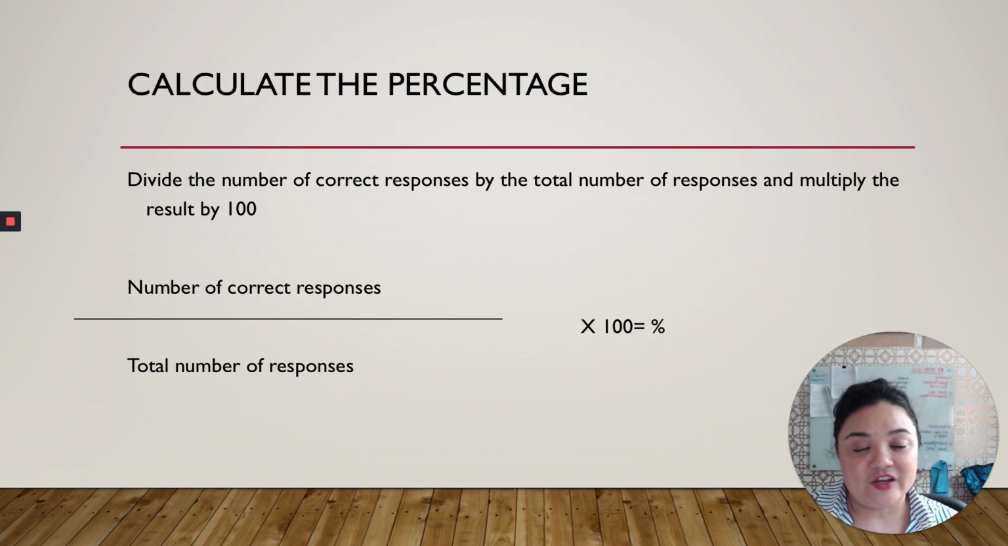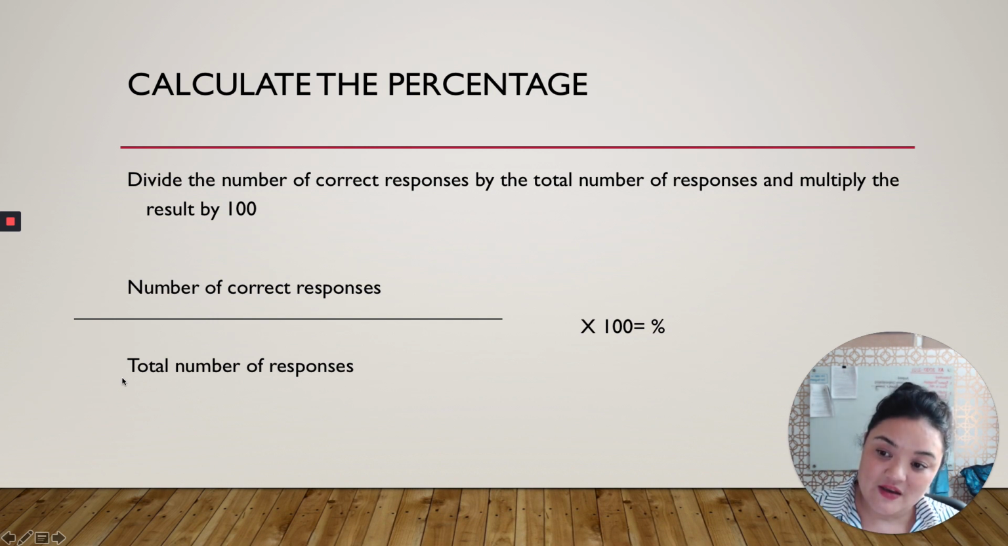Okay? Calculating percentages are really straightforward. Okay? The numerator is always the number of correct responses or number of behaviors that you see, divided by the total number of responses or total number of behaviors plus non-behaviors. Okay, so number of correct behaviors over total number of responses times 100 will give you your percentage.